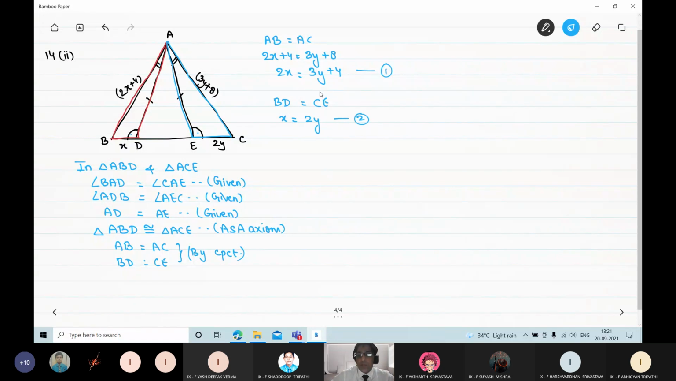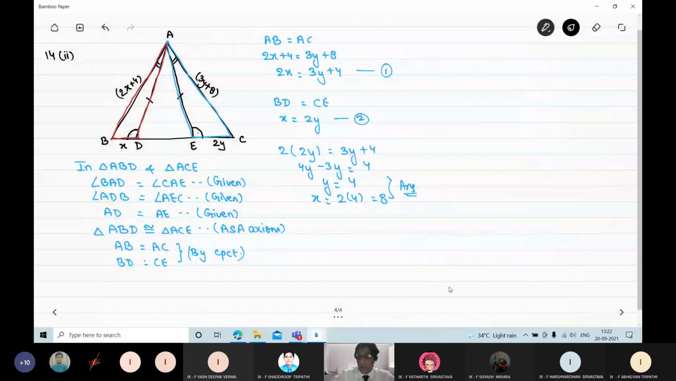Now we know how to substitute the values. So x की जगह 2y put कर दें, so we get 2 into 2y is equal to 3y plus 4. So we get 4y minus 3y is equal to 4. तो y की value 4 हो जाएगी. Y की value 4 है, तो x की value हो जाएगी 2 into 4, that is 8. So we get the values of x and y, and this will be the answer, children. Is this clear to everyone? Yes, sir.